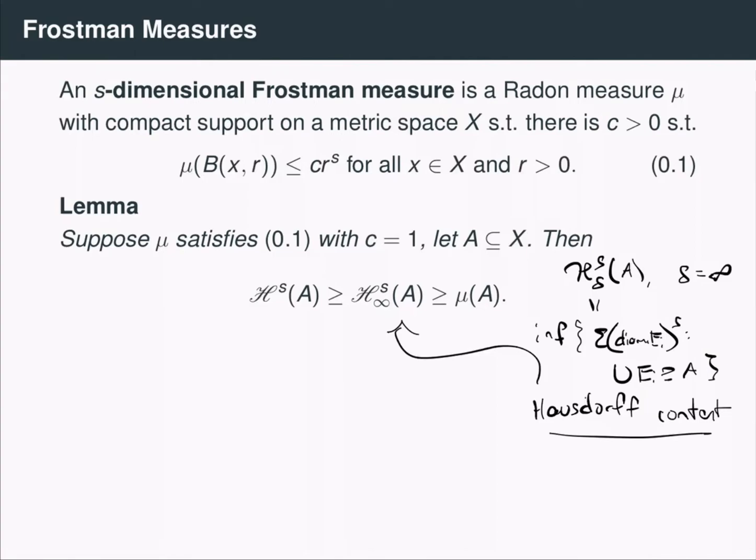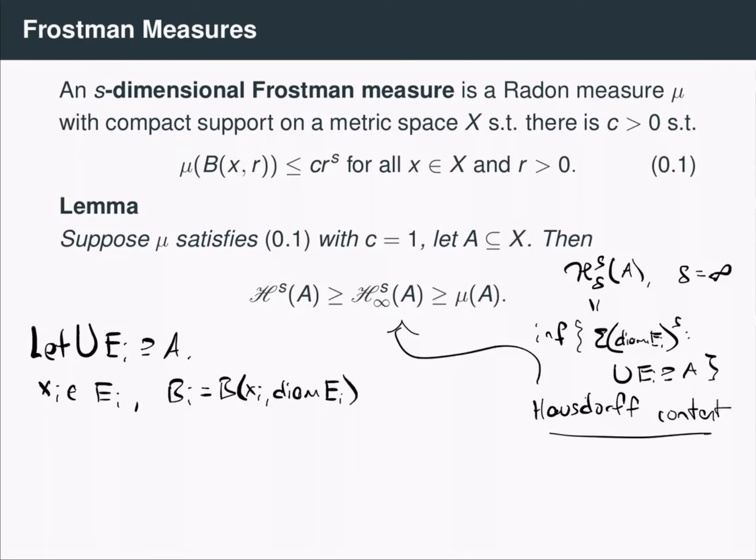So let's go through the proof real quickly. Let E_i be a collection of sets that cover my set A. Now I'm just going to pick some point x_i in E_i, and then I'm going to let B_i be the ball centered at x_i of radius equal to the diameter of E_i. Notice that because the radius of this ball is at least the diameter, this ball contains the set E_i. Thus, because each of these E_i is contained in a B_i, these B_i also cover the set A. So by subadditivity, the mu measure of A is at most the sum of the measures of these balls.